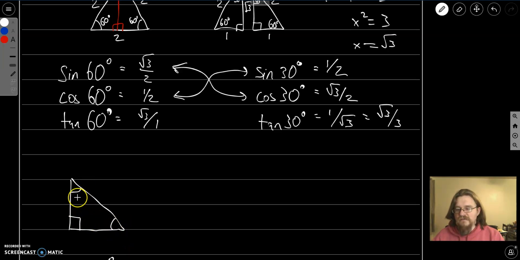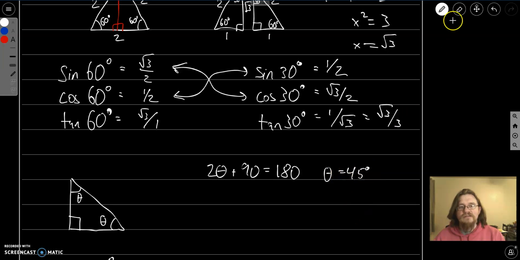So again, if this angle is theta and this angle is theta, then that means that theta plus theta, as in 2 theta, plus this 90-degree angle would have to add up to 180. When I solve for theta, I get that theta has to be a 45-degree angle. So this type of triangle is called an isosceles triangle, where 2 of the side lengths are the same. It's also a right triangle.